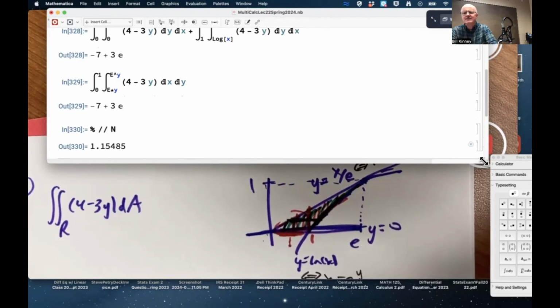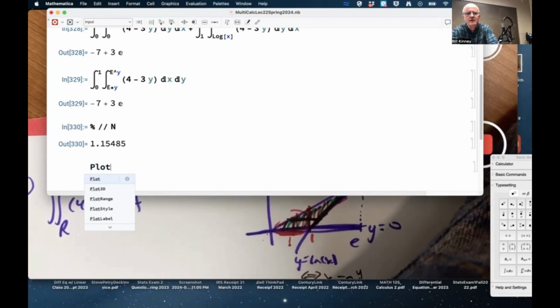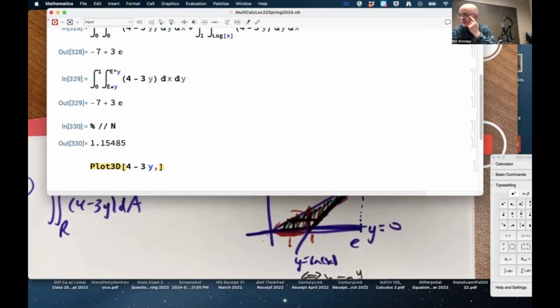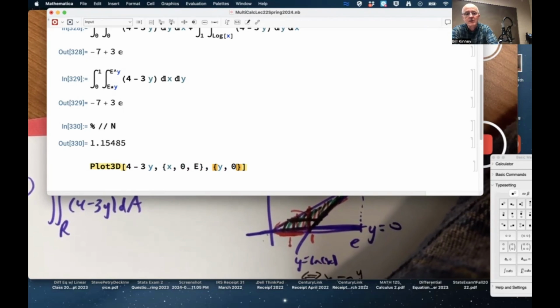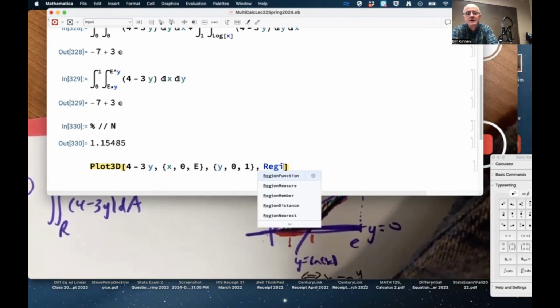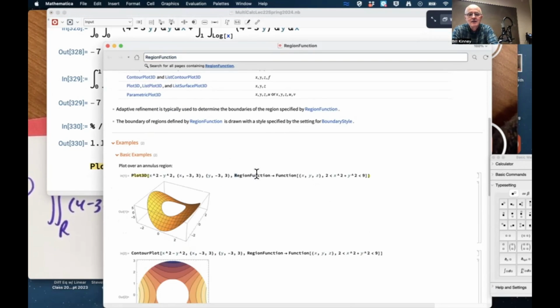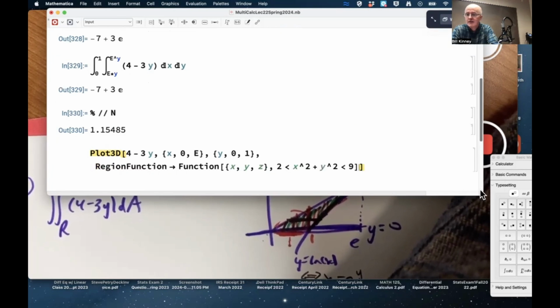Can you do that in this situation? Does this make sense? It is a possibility here in this case because this function, 4 minus 3y, is positive over this region. If I plot this, x going from 0 to e, y going from 0 to 1, and use the region function to specify the domain to be the thin sheet of metal, which I can specify with inequalities like the inequalities for the integrals.